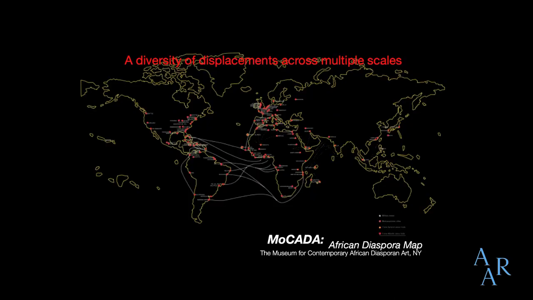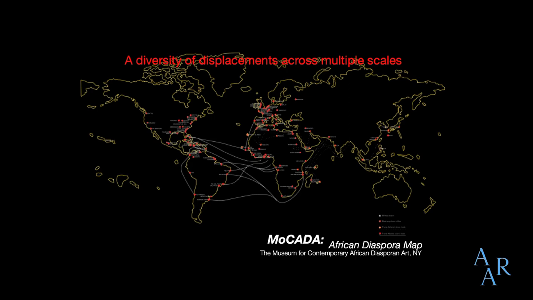Mocada, the Museum of Contemporary African Diaspora and Art. This was a project that I was working on when I was a fellow. I had just gotten a small project for a museum client to renovate a very small museum, but she wanted a map of Africa in the reception area. I thought, because it's the Museum of the African Diaspora, a map of the African diaspora made more sense for her. And we presented it, and she loved it.